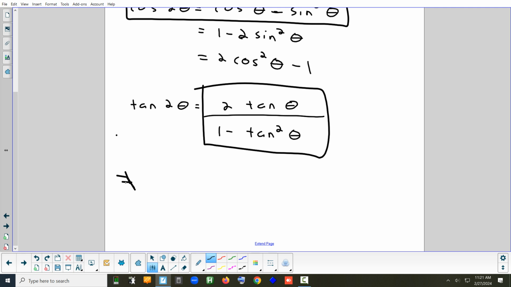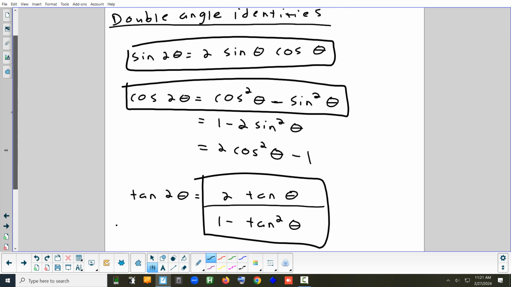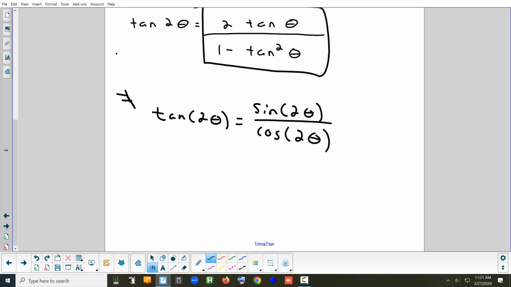So sine 2 theta over cosine 2 theta. You can use the identities, those two ones from above. So let's do, what's sine 2 theta? 2 sine theta cosine theta.